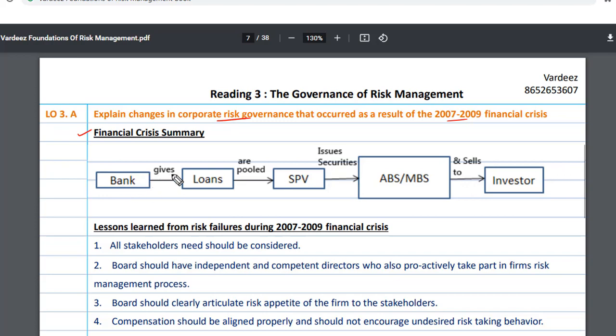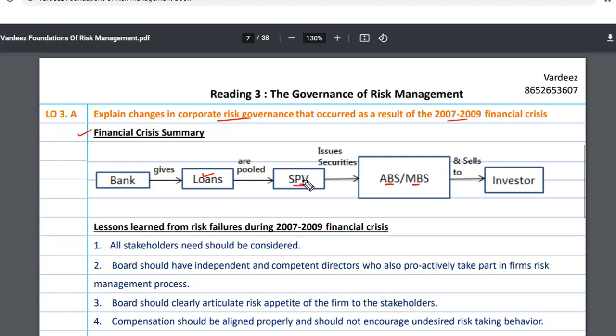The bank gives out loans to all the borrowers, and then these loans are pooled together and sold to this SPV. The SPV, also known as a special purpose vehicle, is a third party legal entity set up by the bank, and the SPV will issue securities made out of these loans, known as ABS and MBS. ABS stands for asset backed security, MBS stands for mortgage-backed security.